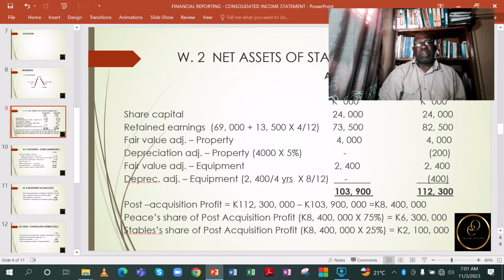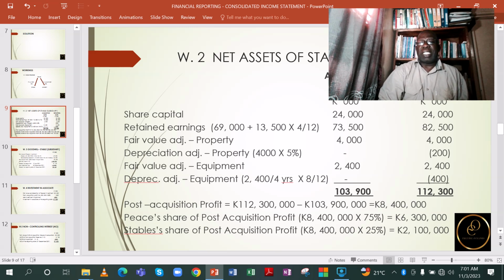So we get 2,400,000 divided by 4, so that we get the depreciation charge per annum. Then apportion it to just take the portion when Stable was part of the group. Hence we get 400,000. Just like what I explained under depreciation for property, this has a knock-on effect on the retained earnings. It's an adjustment showing an additional deduction from retained earnings. So we put it in the last column to have a deduction on retained earnings.